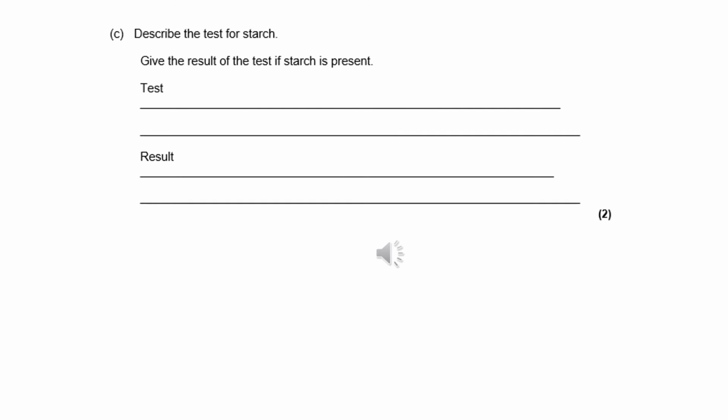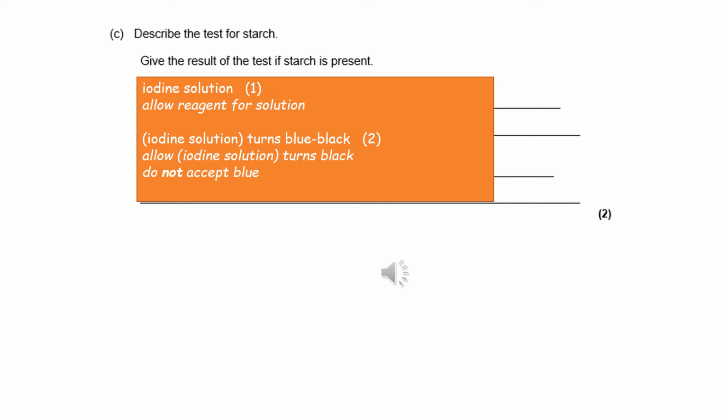Describe the test for starch. Give the result of the test if starch is present. You have to give the test and the result. This question is worth 2 marks. The test that you would use is iodine solution and it would turn blue-black.